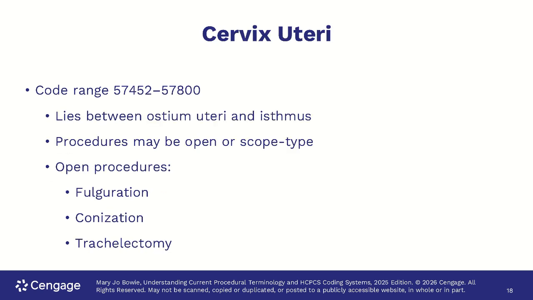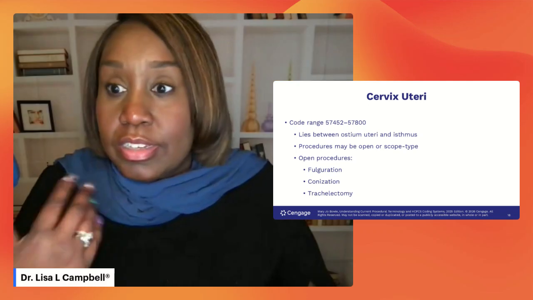All right, next up, you have the corpus uteri. The corpus uteri is the area of structures that begins at the fundus of the uterine cavity and moves down to encompass the cervical canal or the external os. Procedures can be open or they can be scope type.